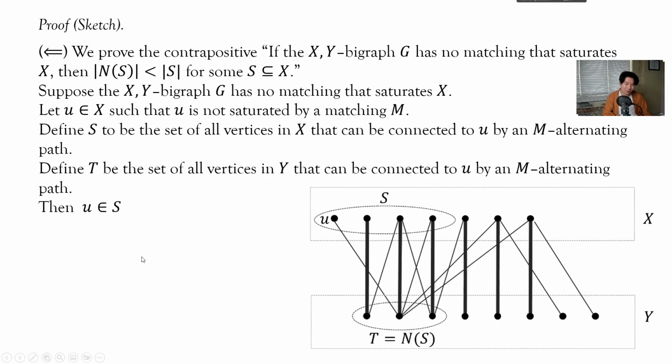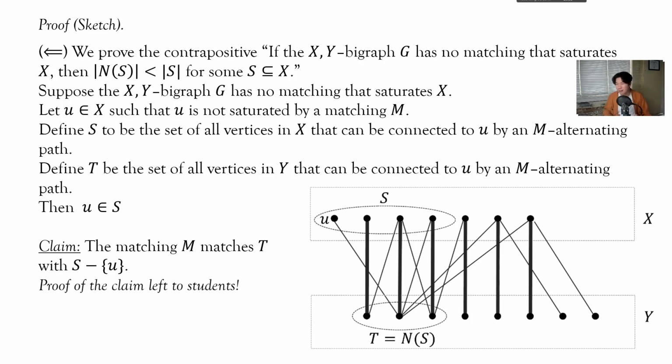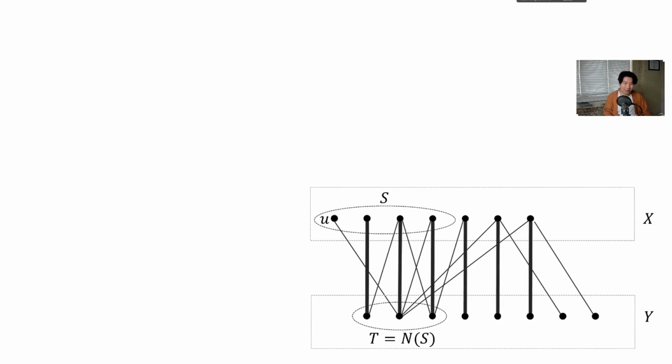So the claim that I'm going to make is that the matching M matches T to all of the vertices of S except for U. In other words, with the exception of U, for all the other vertices there's an edge in my matching that connects S to T. Just like here, each of these vertices can be matched to a vertex in T via one edge of my matching. This claim is a little bit complicated. If you do want to try to prove it, it's a really nice claim. But let's say that claim is true.